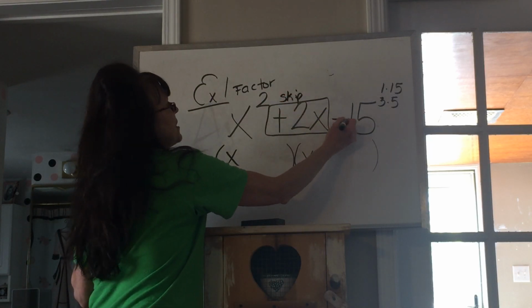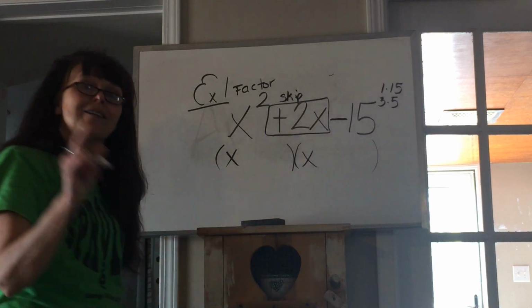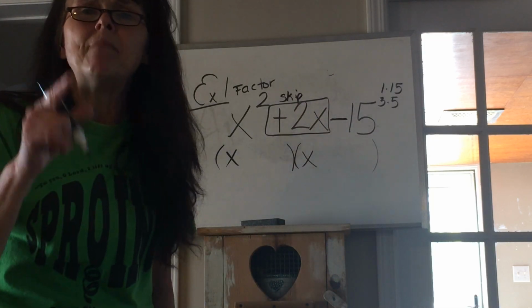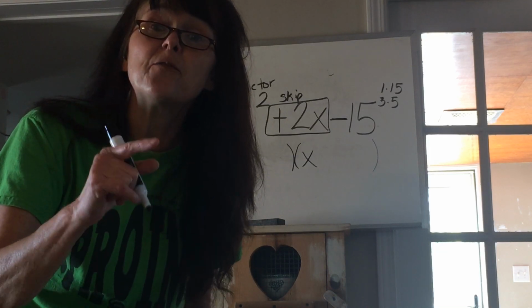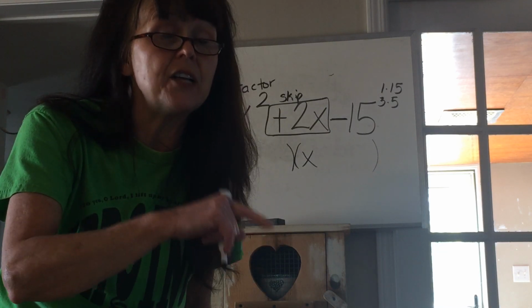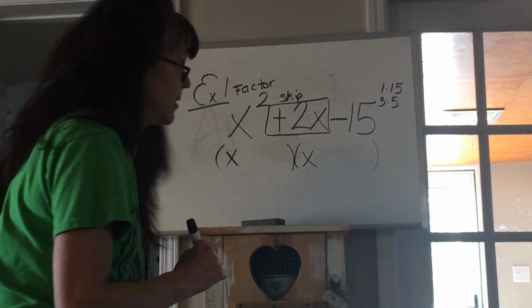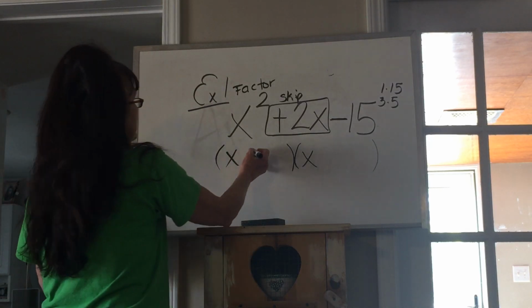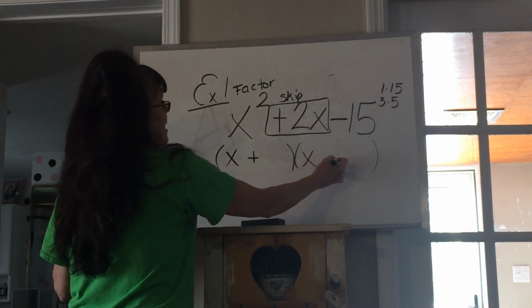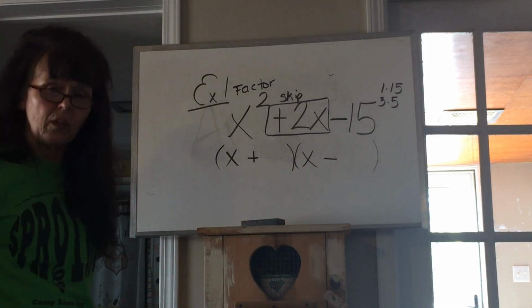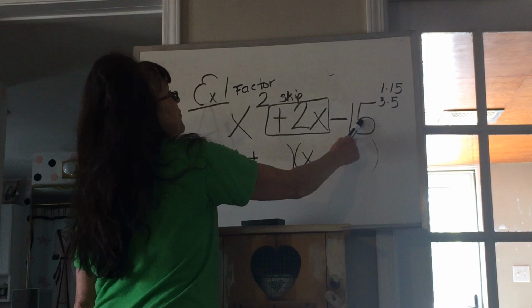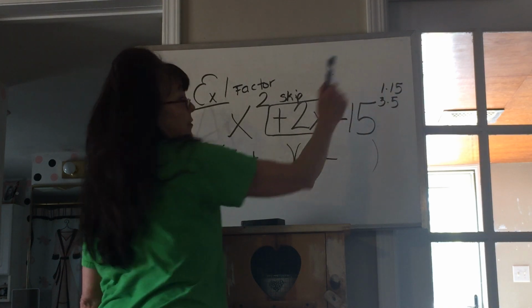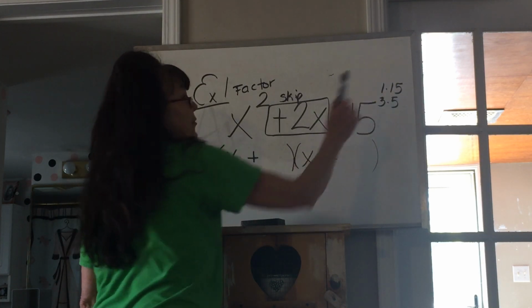Now, you see this minus sign? Oh, we learned that the other day, that a minus sign means different. And different means one's going to be a plus and the other one's going to be a minus. So I'm going to put my plus sign first and my minus sign second. Now, I've got 2 choices for 15: 1 times 15 or 3 times 5.